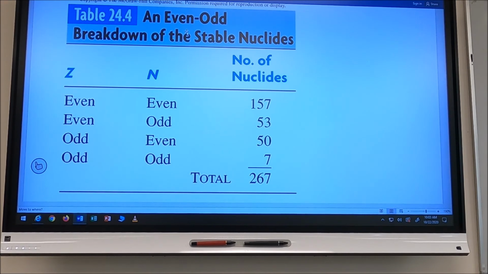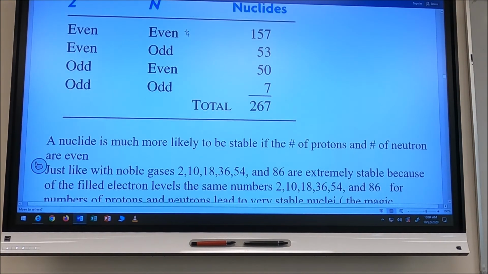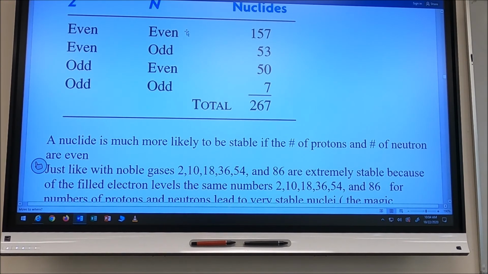Okay, if we look at odds and evens, stable nuclides that have an even number of protons and even number of neutrons, 157; even protons, odd neutrons, 53; odd number of protons, even number of neutrons, 50; odd-odd, there's only 7. So we know of 267 stable nuclides. And notice most of them involve having evens. And having even protons and even neutrons is the best. Okay? Nuclides are much more stable if the number of protons and number of neutrons is even.